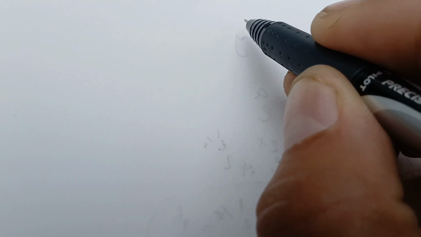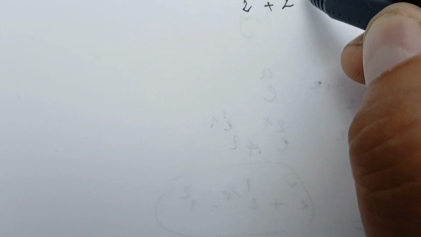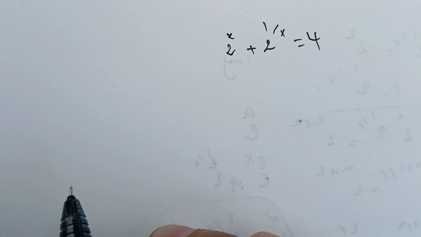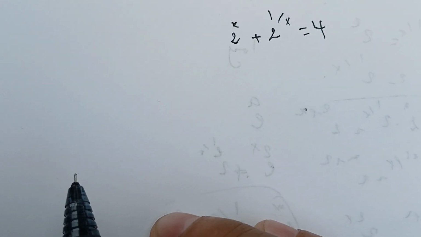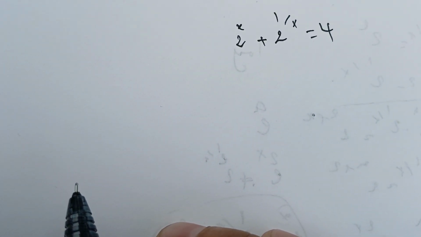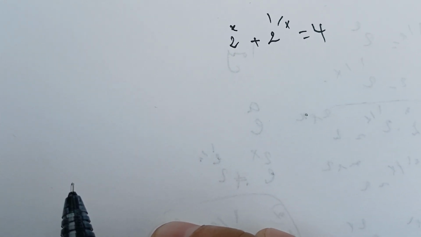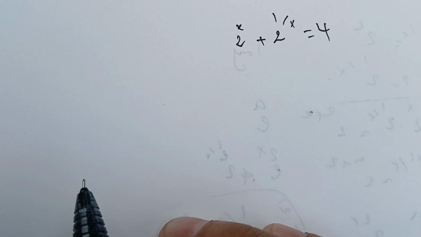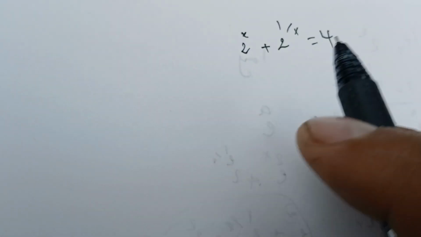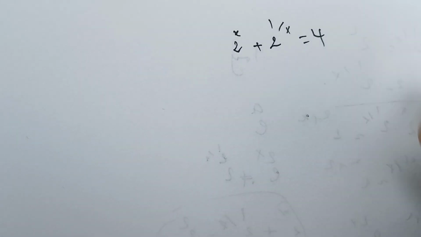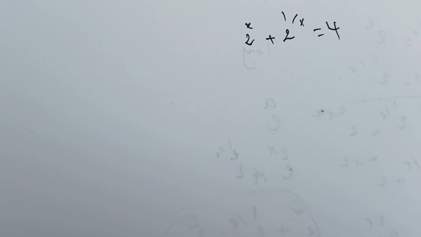Now suppose that we want to solve the following equation: 2 to the power x plus 2 to the power 1 over x equals 4. So we don't have a way to get the solution exactly by looking at the equation, or a systematic way to solve this equation. But we can do something else.